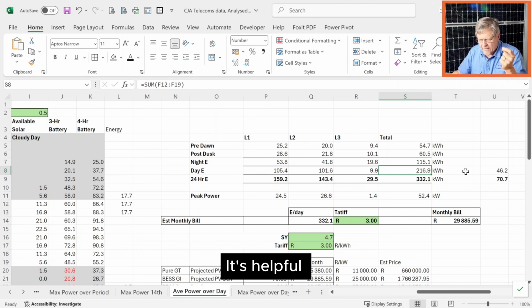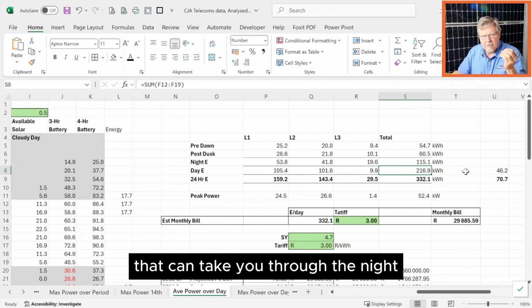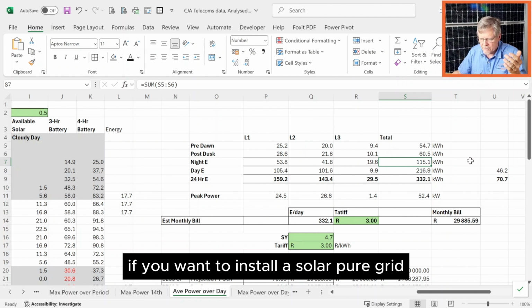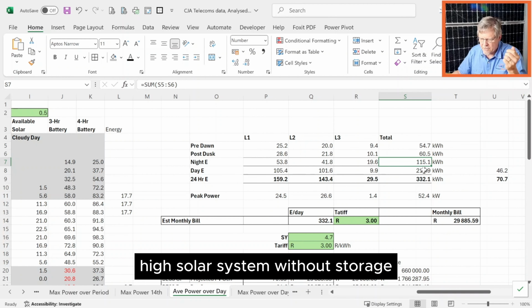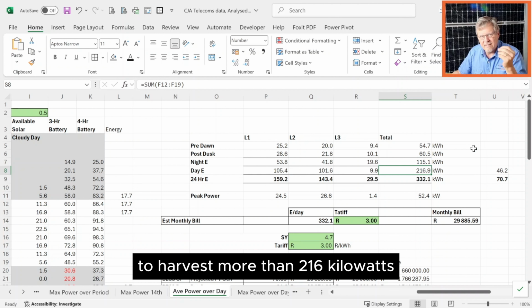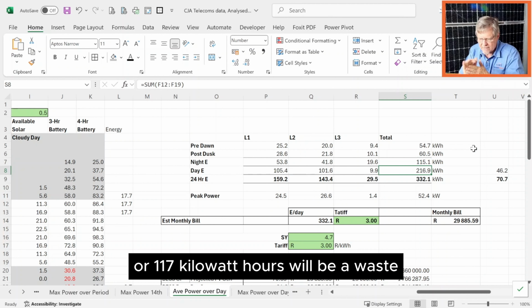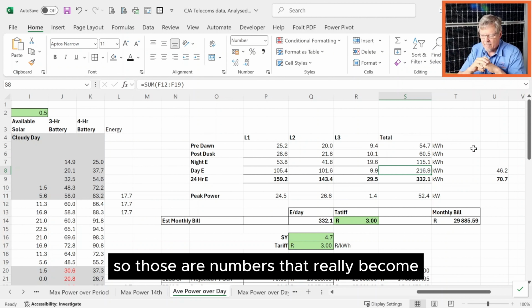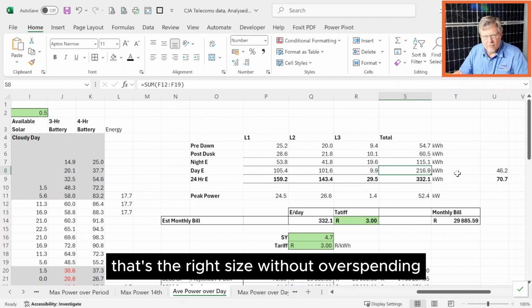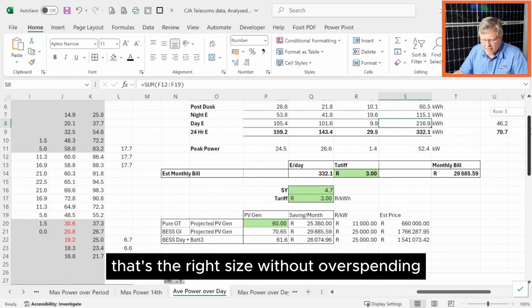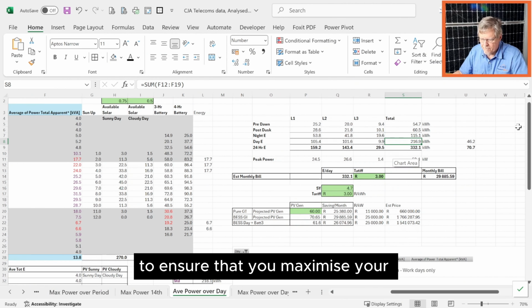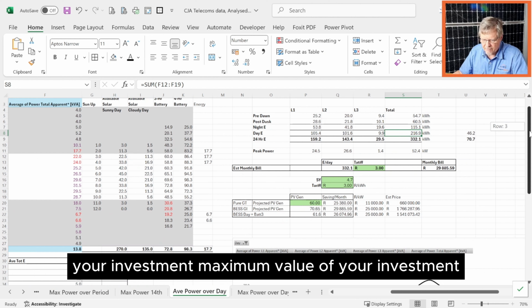It's helpful. If you want a battery that can take you through the night, then I know that the usable capacity of that battery needs to be 115 kilowatt hours. If you want to install a pure grid-tied solar system without storage, then to harvest more than 216, 217 kilowatt hours will be a waste, because that is all that you consume in the day. So those are numbers that really become valuable to design a system that's the right size without overspending, and also to ensure that you maximize the value of your investment.